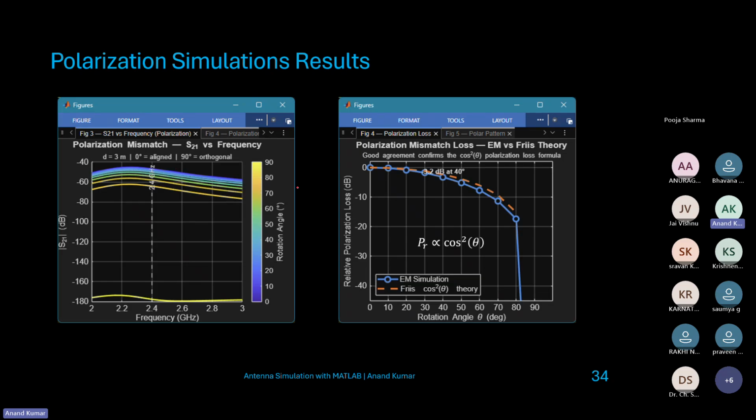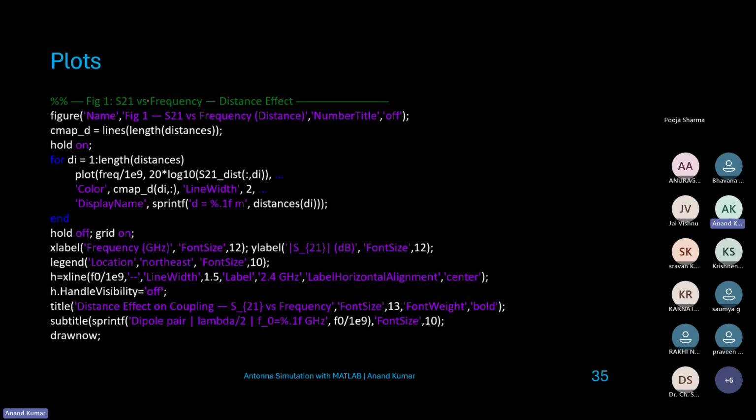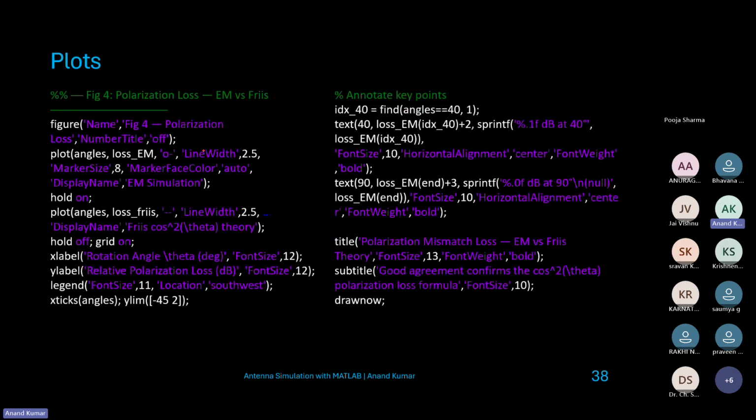If you compare with the analytical expression, at 0 degree rotation we had the maximum transmission, so there was no loss, and then this loss increases rapidly as a function of cos square theta. The S21 also reduces drastically as we move to 90 degrees. So this is the Friis transmission for distance and polarization. And then there are scripts for the plots.